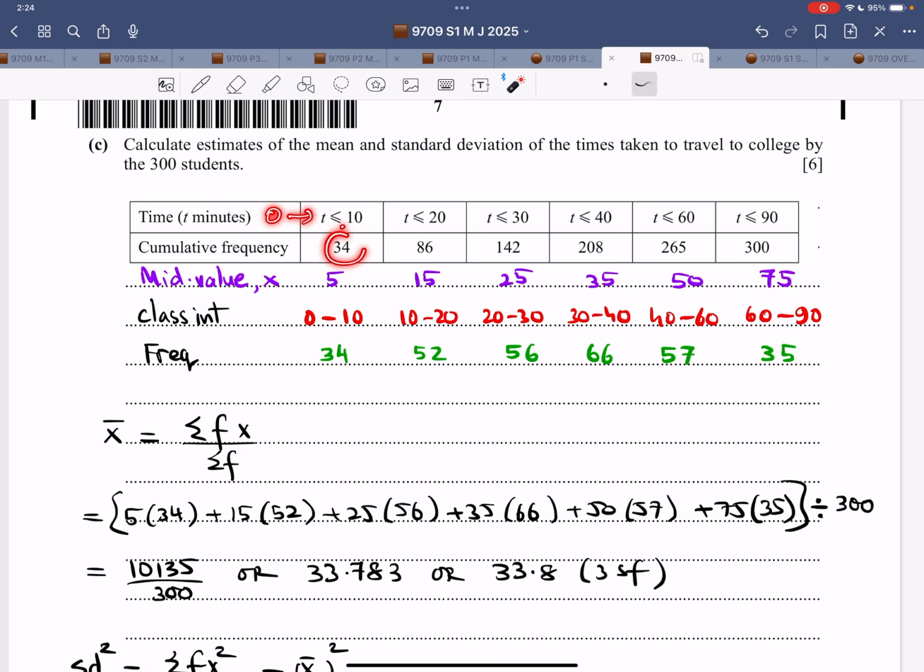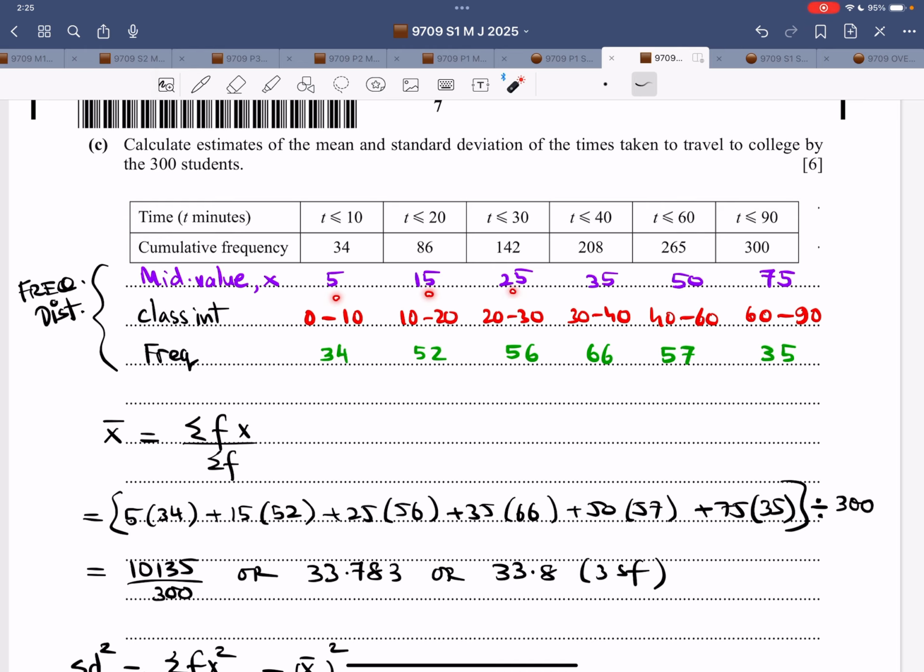So 0 to 10, there are 34 people. Now 10 till 20, subtract these two and write it over here, 52. 20 till 30, 142 minus 86, that is 56. Between 30 and 40, 208 minus 142, that is 66. Between 40 and 60, 265 minus 208, that is 57. Between 60 and 90, 300 minus 265, that is 35. So basically what I have created is a frequency distribution table, and I also now need the mid value of these class intervals.